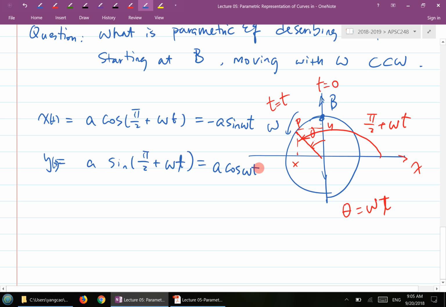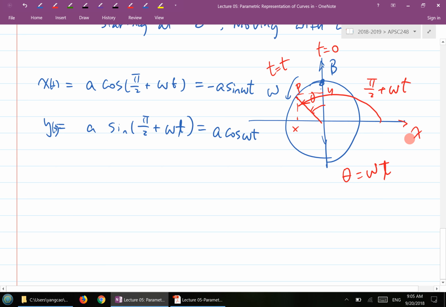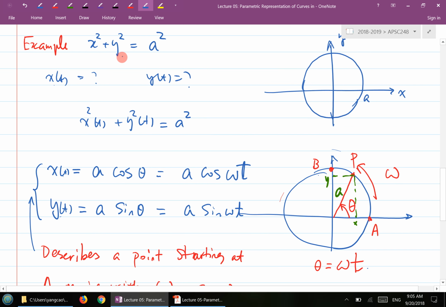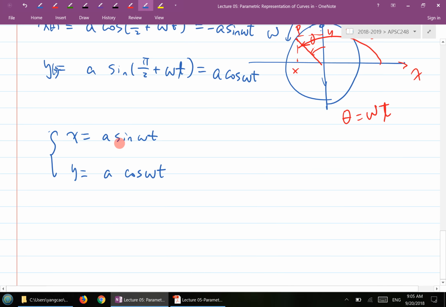So let's spend a little bit of time here. I know it's going to slow me down a little bit. What does x equal to a sine omega t and y equal to a cosine omega t mean? If you look at this equation, maybe the first question I should ask is, is this a valid parametric equation? How do I verify? I substitute this back into the circle here. It's valid, for sure.